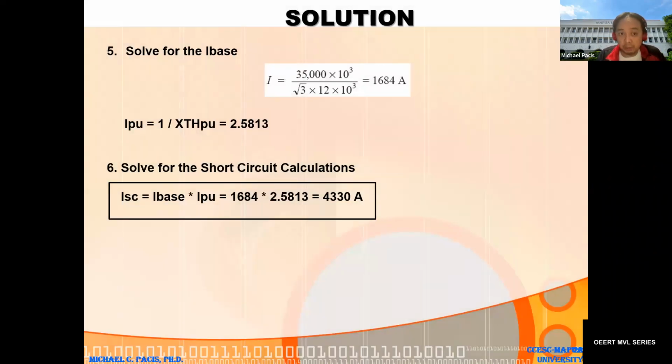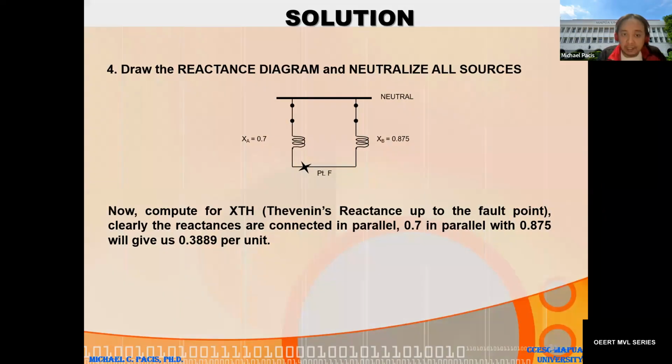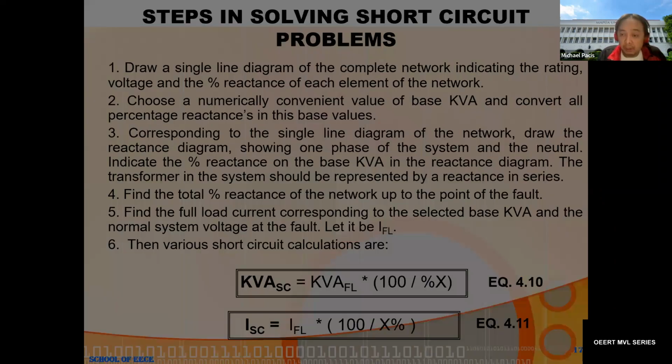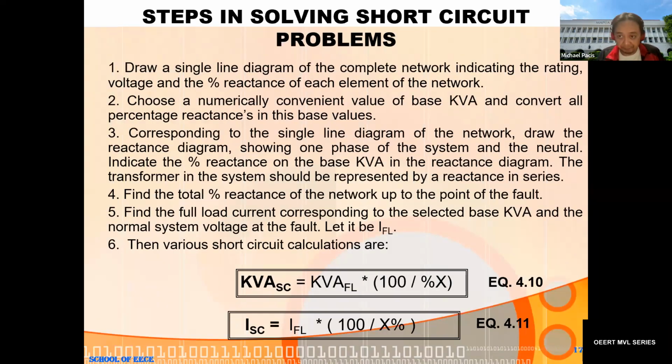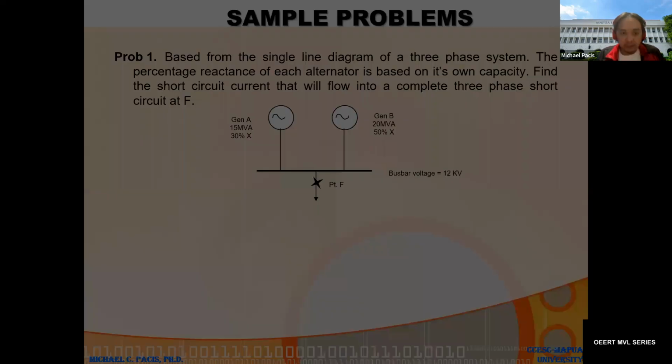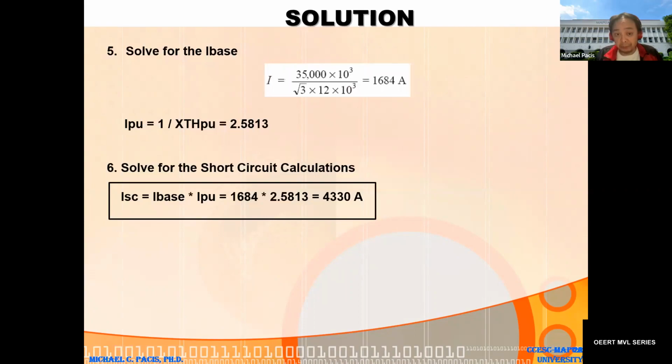And then from here, you can solve the I base. We will go back to that; all of that is based on this 6-point algorithm on slide number 17. From there, you can now get the IPU and the I base using S base all over square root of 3 times V base. There is only one V base on the system, which is your 12 kV. Multiplying I base by IPU, 1,684 multiplied by 2.5713, the answer is 4,330, or 4.33 kiloamps.